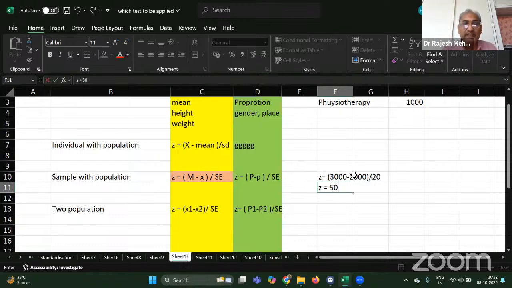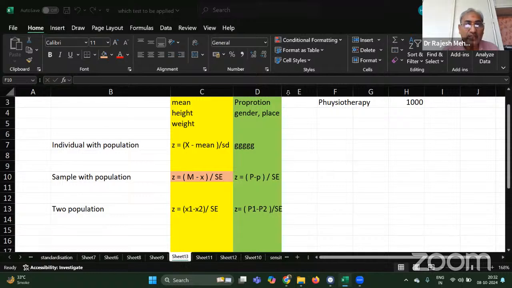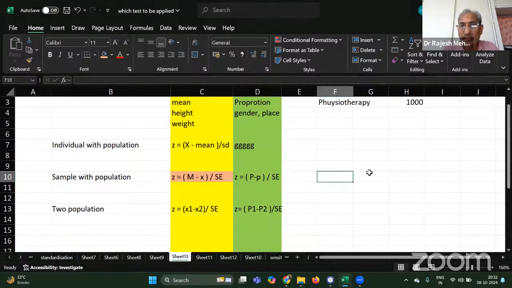So with this Z test and with this standard error of mean, we can do two things. You find out the population mean based on a sample, or you can find out whether the sample belongs to the population or not. These are the uses of standard error of mean. Once you have understood that, we'll go for standard error of proportion. Now let's take another example.